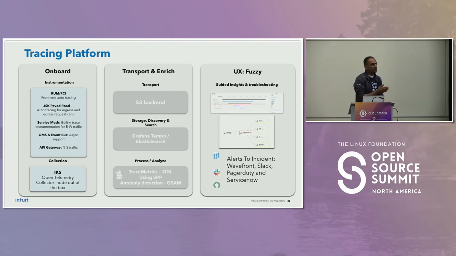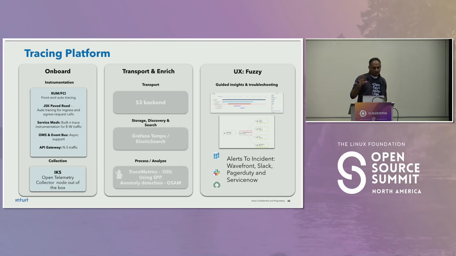We also support service mesh. So if there is a traffic that's going across service mesh, we want to make sure that the trace is propagated, trace points are created. And similarly for async, event bus, and other areas as well. With regards to our runtime, we have out-of-the-box support for our Kubernetes platform as well.